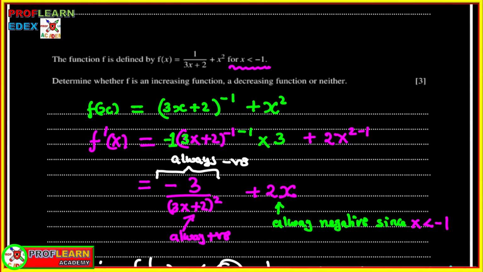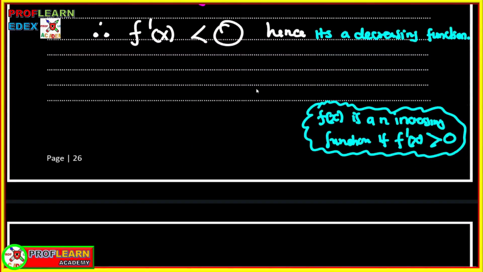Question number 19, the function f is defined by this. Determine whether it's an increasing function or a decreasing function. Remember, a function is said to be increasing if f prime of x is greater than 0. A function is said to be decreasing if f prime of x is less than 0.